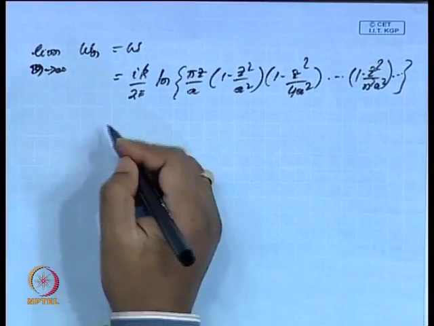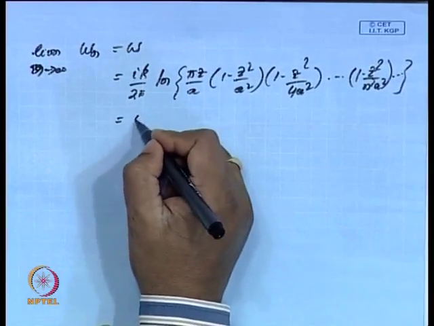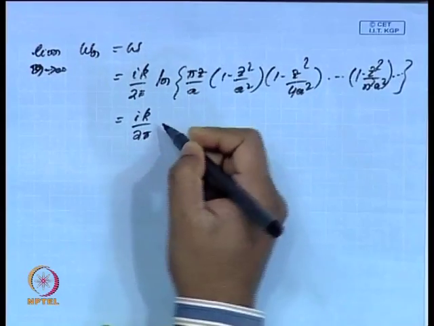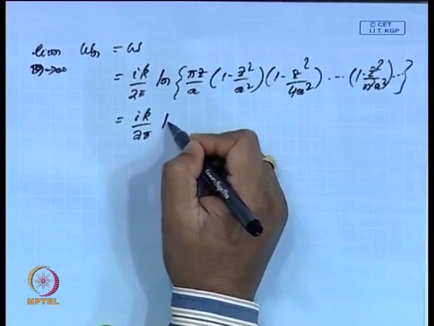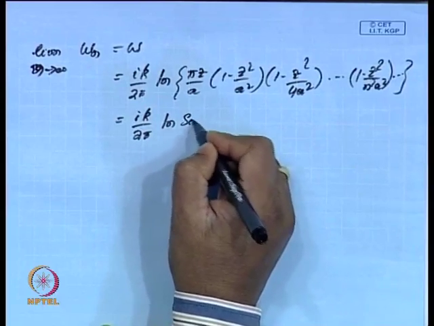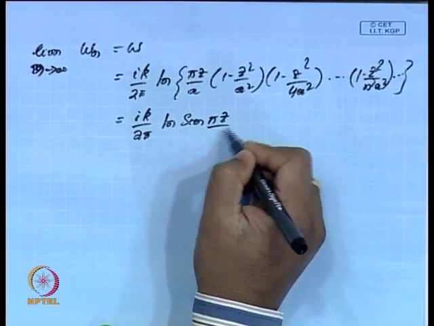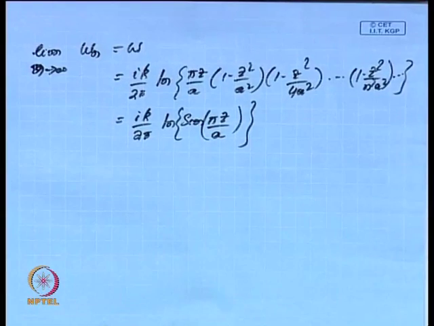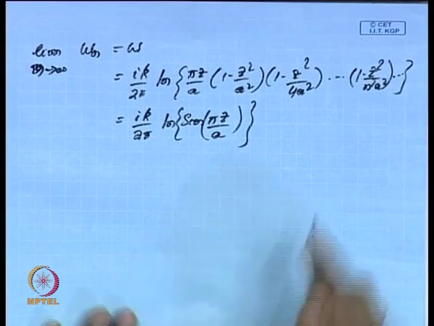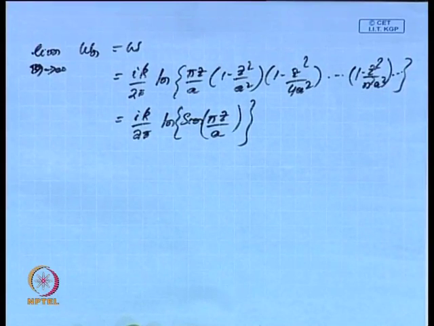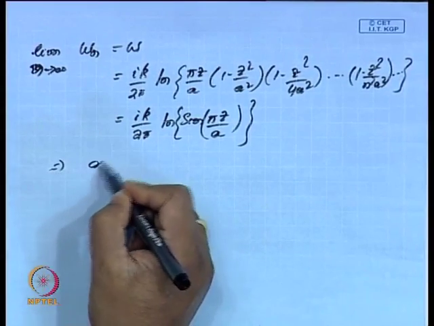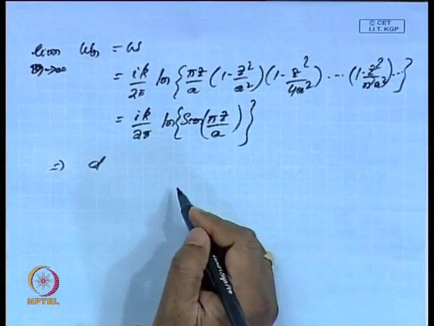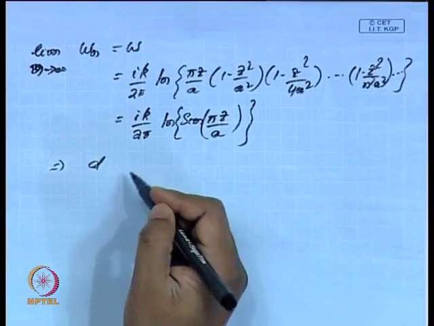And this series is nothing but, it is an interesting series, basically ik by 2 pi. This is basically the series of sin pi z by a. For infinite, this infinite series is nothing but sin pi z by a. It is a product formula of infinite series, and this is my complex potential for the infinite row of vortices.